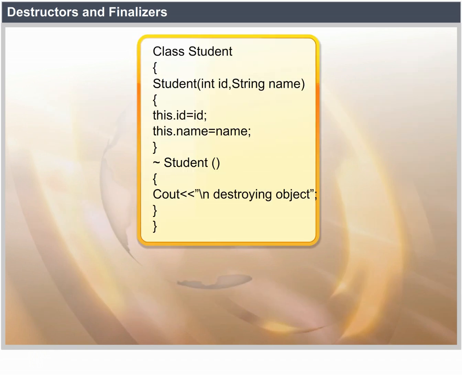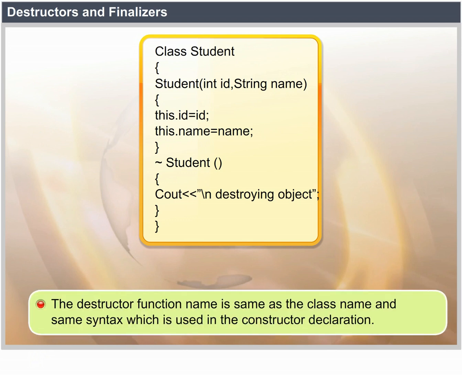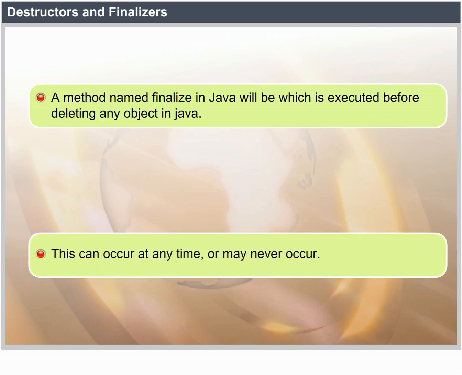class Student { Student(int id, string name) { this.id = id; this.name = name; } ~Student() { cout << "destroying object"; } }. The above given program shows a class Student that declares the Student constructor, and the destructor is used to delete the object. The destructor function name is the same as the class name and uses the same syntax as the constructor declaration, with a tilde. A method named finalize in Java will be executed before deleting any object in Java. This can occur at any time or may never occur.